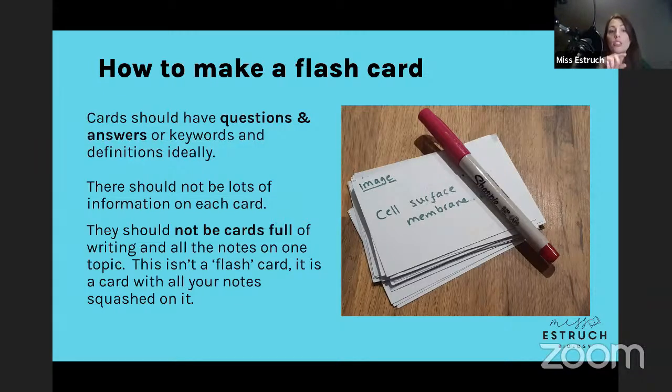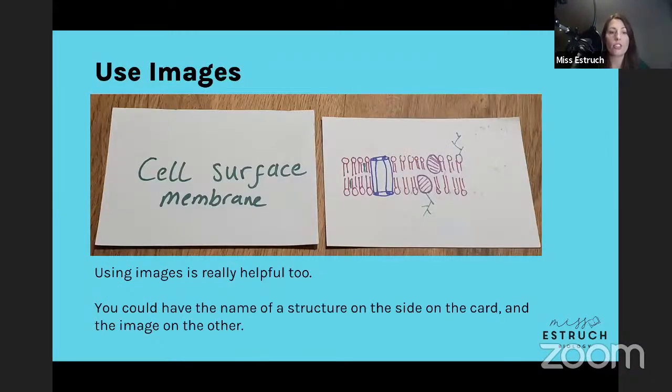The reason you only want to have a small amount per card is the point of a flashcard is to test what you already remember and what you don't remember. And if you have multiple things on one card, then you're not actually testing exactly what you do or don't remember. So you should always stick to just one question or one definition, because then you can really pinpoint which bits of the topic you are already remembering well and which bits you are not remembering well. So that's the first thing: only have one thing that you're testing per card. Don't have lots and lots of information on them.